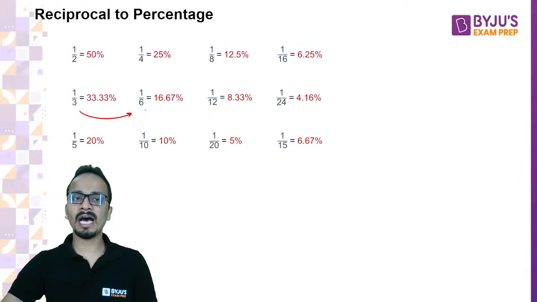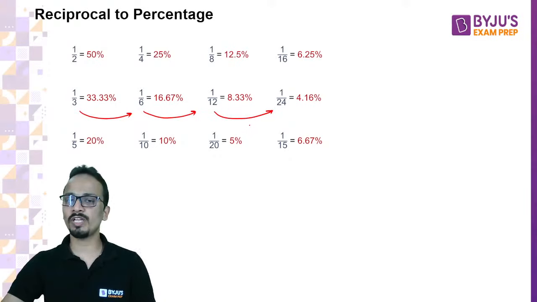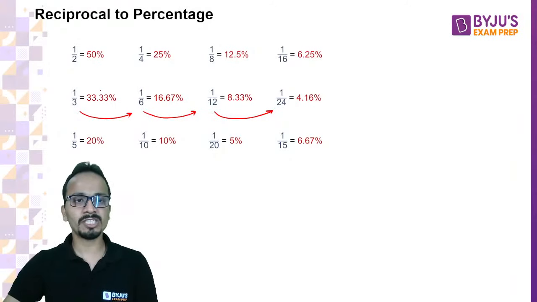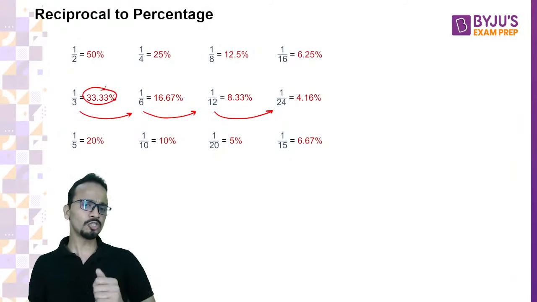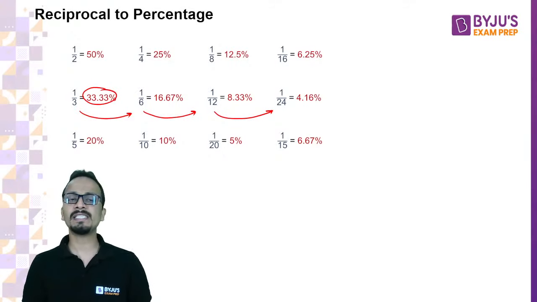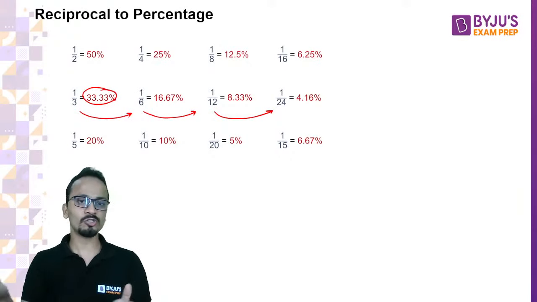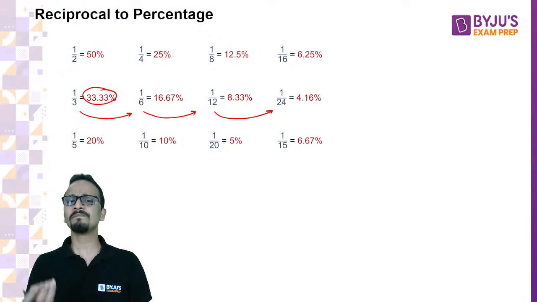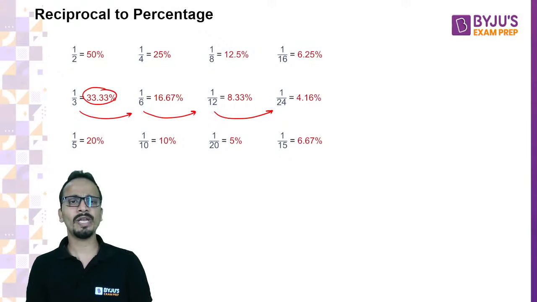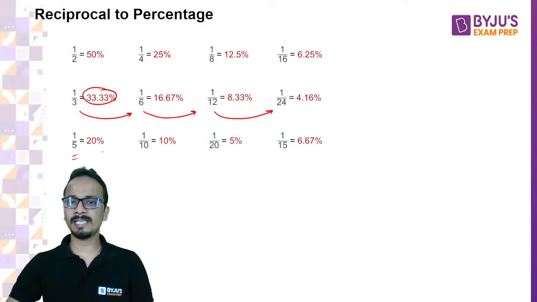Moving ahead, again half of 1 by 3, then half of 1 by 6, then half of 1 by 12, and so on. So I'll keep dividing these values by 2. So 33.33 divided by 2 will be 16.67, which is the equivalent for 1 by 6. Divide 16.67 by 2. So 16.67 divided by 2 will be 8.33, which is the equivalent for 1 by 12. And in a similar manner, 1 by 24 is 4.16. All right.